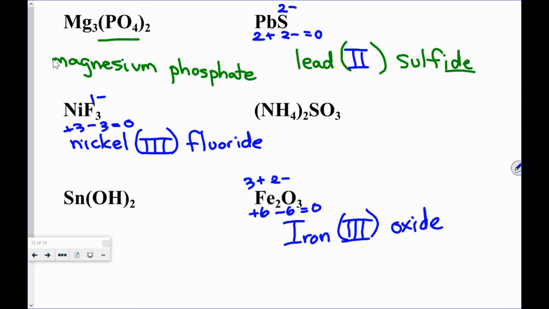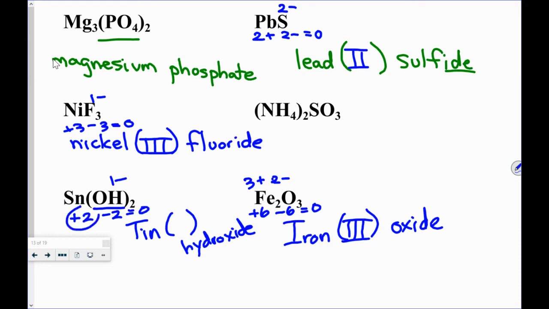We go back on this one. Sn is tin. Tin has multiple charges. OH I would find on my resource sheet is hydroxide. Again, I work backwards. This is -1. That means my total negative charge is -2. That means my positive charge has to be +2. So this is tin 2.